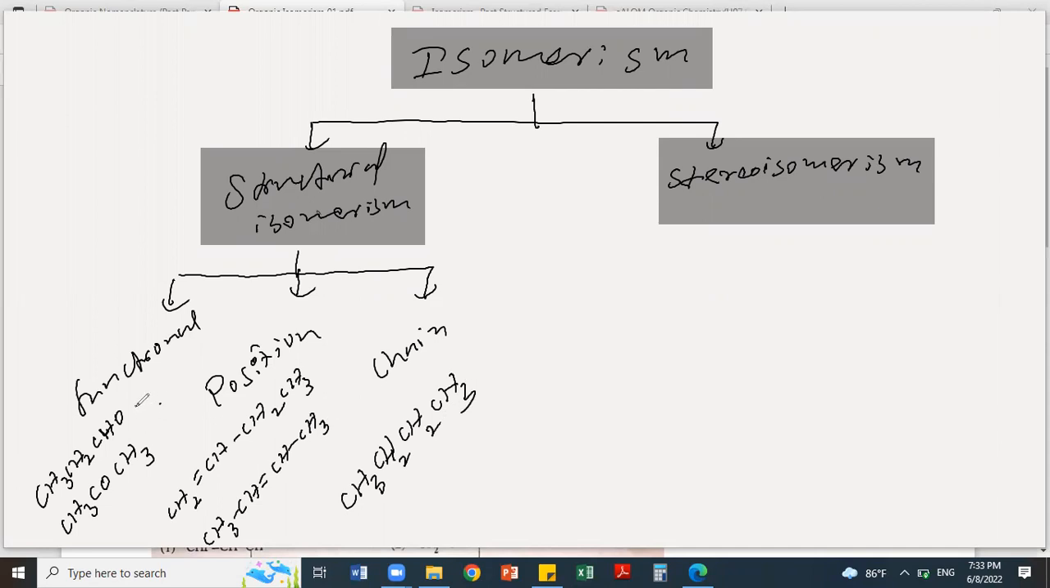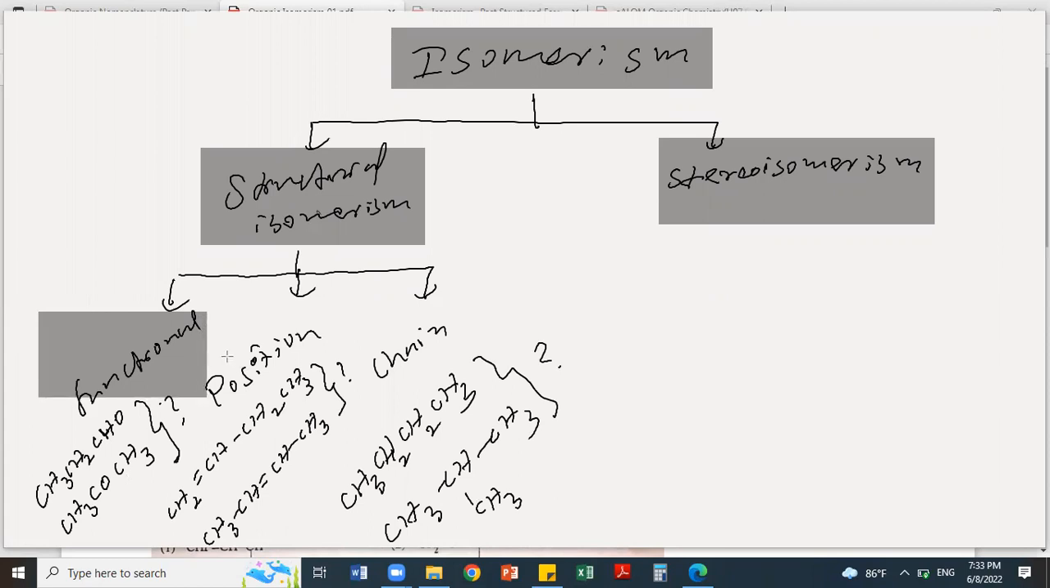Both these have the same chemical formula. At home you write the chemical formula and write the name under each. You get different names but the same chemical formula. Is that clear? Functional isomers I have 2 examples, position isomers 2 examples, chain isomers 2 examples. I mean 1 example for each.